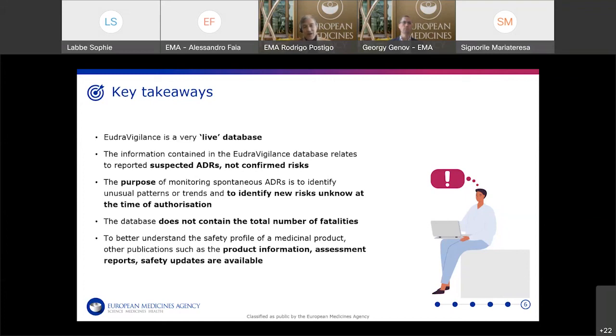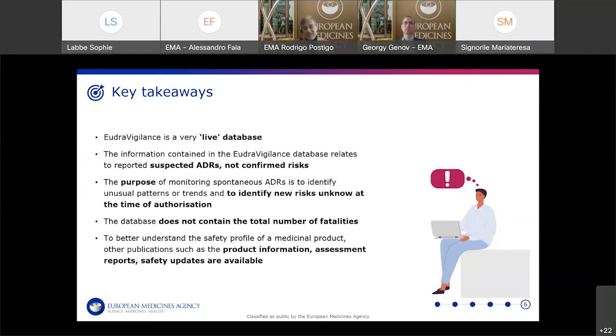So we need to always go back to what is the purpose of monitoring spontaneous ADRs, and what is the purpose of these pharmacovigilance databases or spontaneous reporting systems, and that is to identify unusual patterns or trends, so to identify new risks that were unknown at the time of the authorization. The database, therefore, doesn't contain the total number of fatalities, and this is the ADR website. It doesn't contain the total number of fatalities. The fatalities are included, but in the right context through the different reaction groups and reactions.